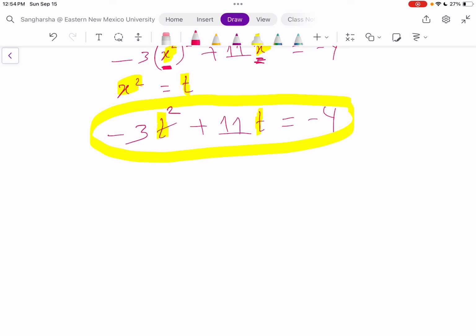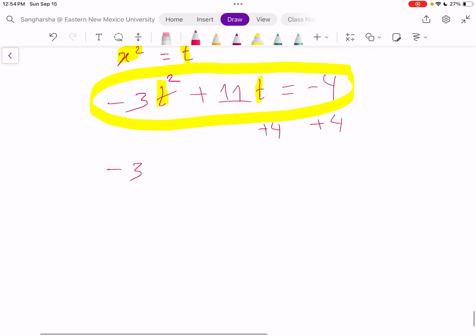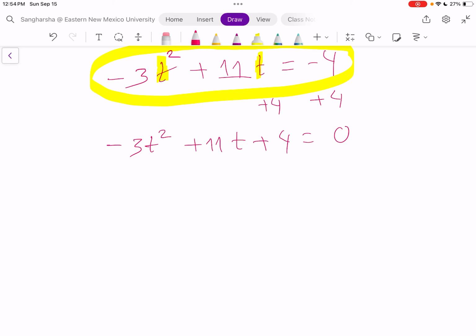Let's use the quadratic formula. In order to use the quadratic formula, we need to have 0 on one side. So let's add 4 on both sides. So this is negative 3t squared plus 11t plus 4 equals 0. Now we compare this equation with our general equation, ax squared plus bx plus c. Here our variable is t, so you can replace this x by t: at squared plus bt plus c equals 0.